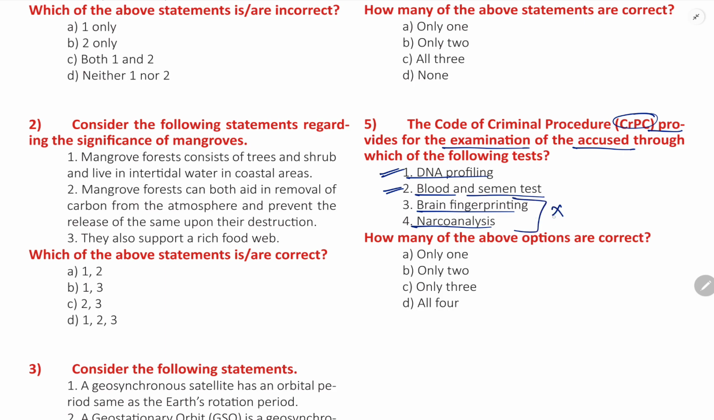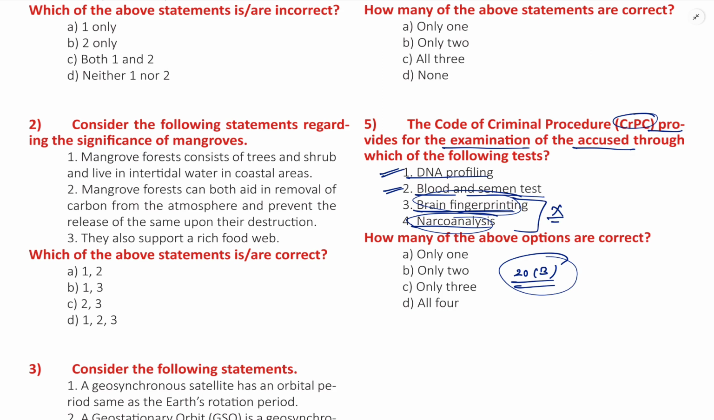Now these 2 tests are not included in the CrPC, and even the Supreme Court in Selvi versus State of Karnataka 2010 held that testimonial compulsion, if you are compelling someone for testimonial purposes, will not be valid, it will be void. The Supreme Court wants to say in Selvi versus State of Karnataka 2010 that there should be proper consent of the accused. Without consent, if you are doing brain fingerprinting or narco, this will be prohibited under Article 20(3), that is, the protection against self-incrimination for conviction and offences. So this will be void.